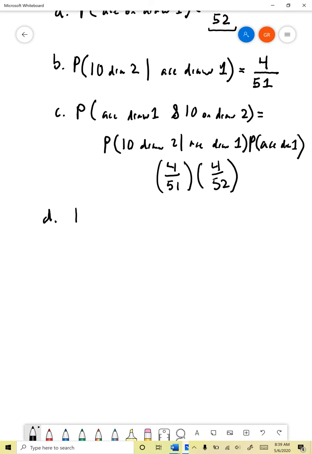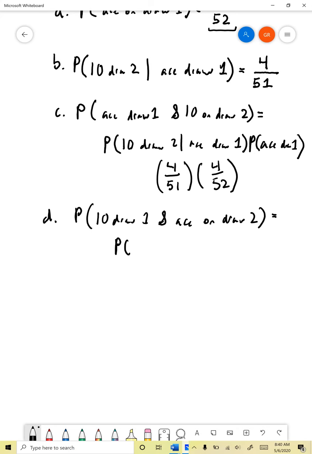Next question. What's the probability that we would get a 10 on draw 1 and an ace on draw 2? So now we're flipping it. Now we want to know the probability we'd get a 10 first and then an ace. There's nothing really different here. Ace and 10 are different ranks of cards, but neither one is more likely to be drawn first or second. So we're going to get the same answer we got last time. And if we want to, we could break it down to see that.